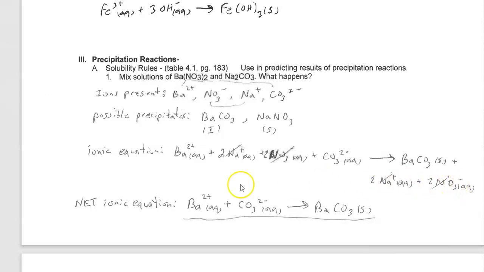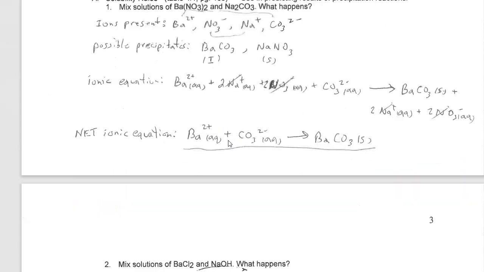Well, how do I get the net ionic equation from that? Cancel out everything on the left-hand side and right-hand side that's the same. So here's 2 sodiums, there's 2 sodiums, there's 2 nitrates, there's 2 nitrates. What am I left with? Well, I'm left with barium 2+ plus carbonate goes to barium carbonate solid. And that is the net ionic equation.